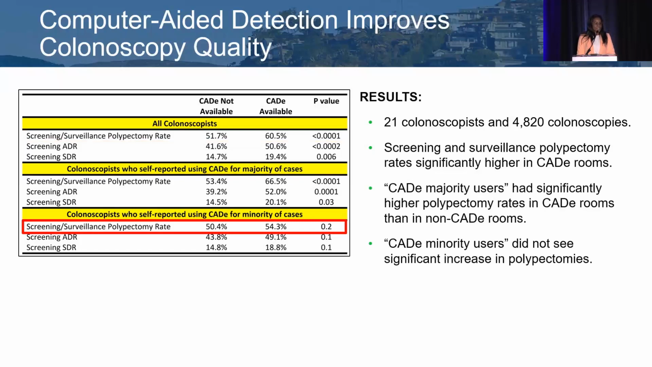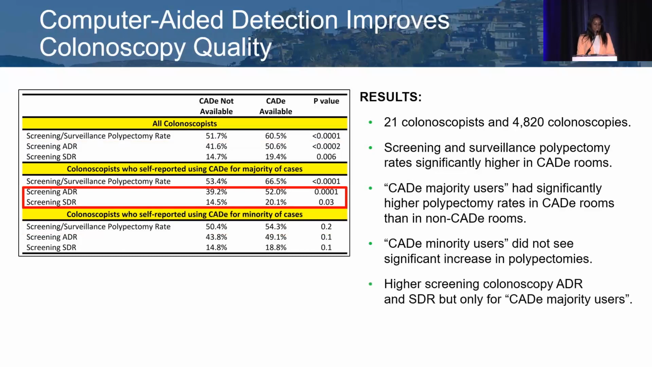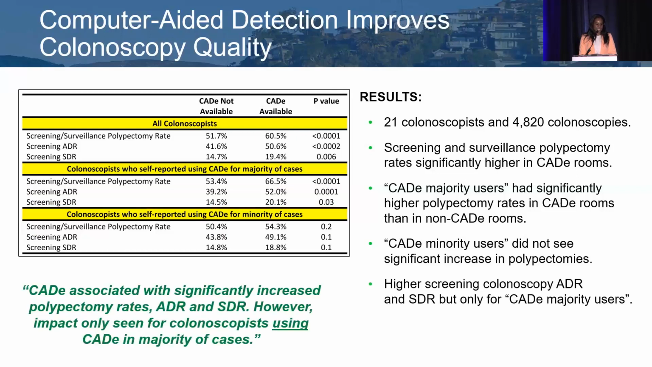The colonoscopists that were not using the devices frequently did not see a significant increase in polypectomy, even when they used the device. And the higher screening colonoscopy ADR and SDR was seen really only in these CADe majority users. So really emphasizing in this study that you can have improvement in detection of polyps by using these devices, but really only when you use them consistently. So there is a learning curve, and there is something about consistency of using these devices.